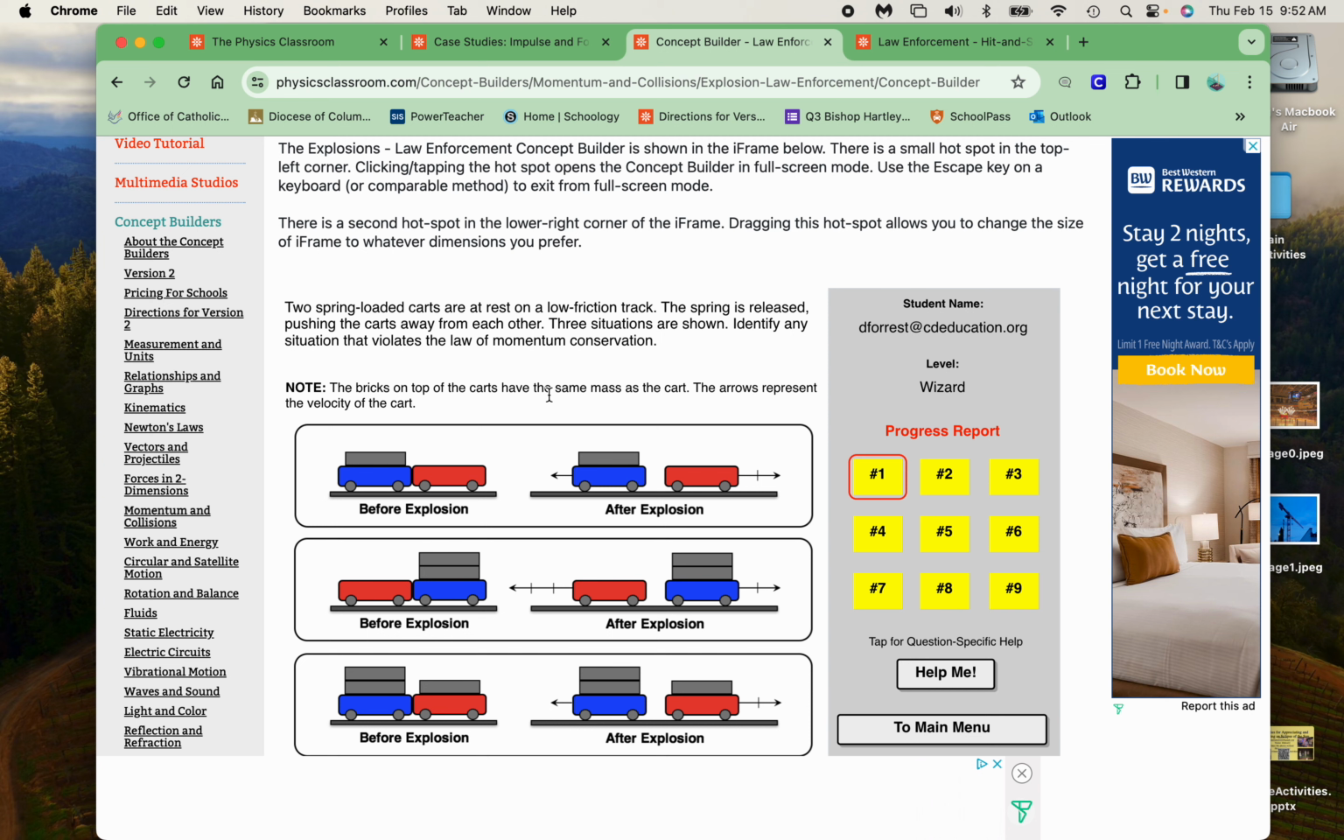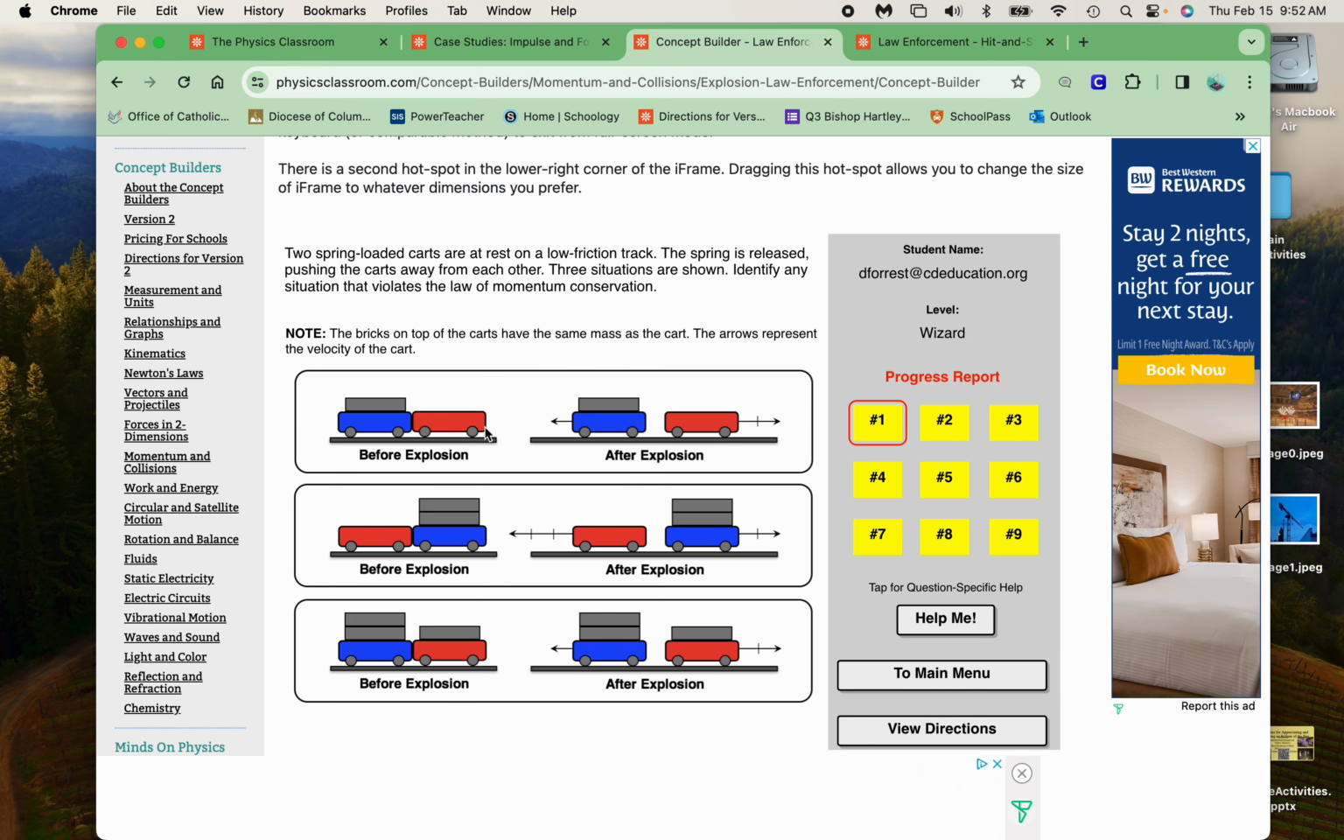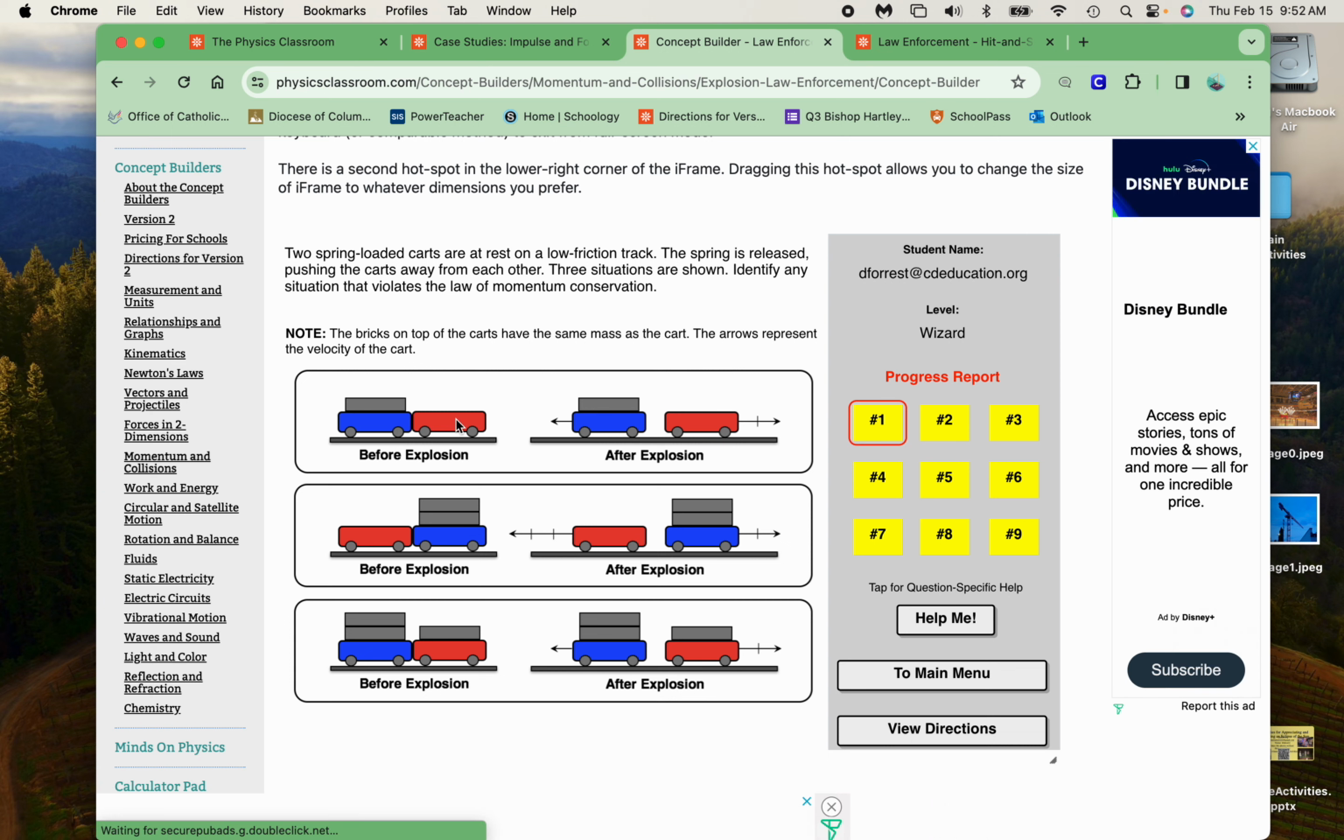So note the bricks on top of the carts have the same mass as the cart. Arrows represent the velocity of the cart. So for example, this blue cart has a mass of 2, the red one has a mass of 1. Here, this arrow is twice as long as this one, so that says it's twice the speed of this one. So in this case, we have 0 momentum before the collision, so we should have the same amount leftward after the collision as we have rightward. So this is 2 masses times 1 velocity, 1 mass times 2 velocities. I think that's legal, so I think we're good.